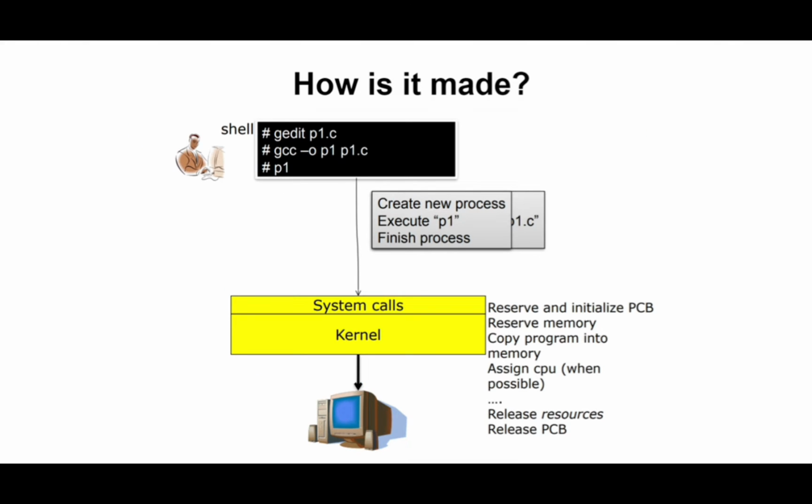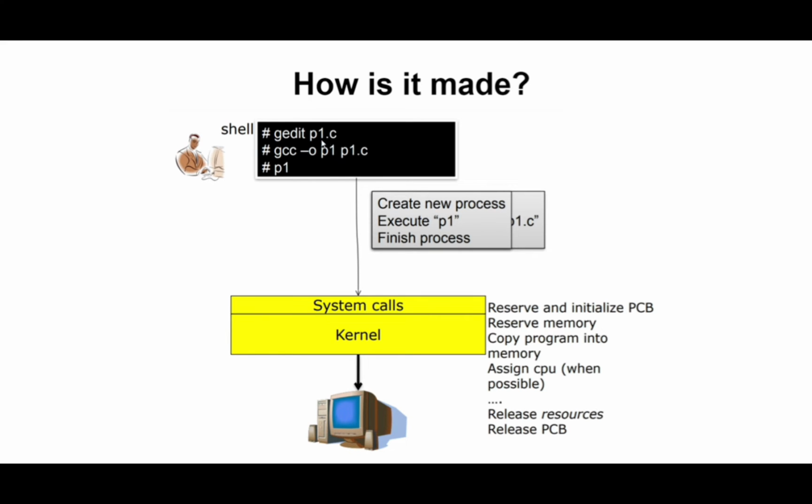Now, how are processes made? Well, whenever we run a program in our operating system, a new process is made. Here we have an example using Linux. We create a new C programming language file. The name of this file is P1. We use the gedit text editor. Gedit is a common text editor in Linux. This is only an example. We can use any editor we want.